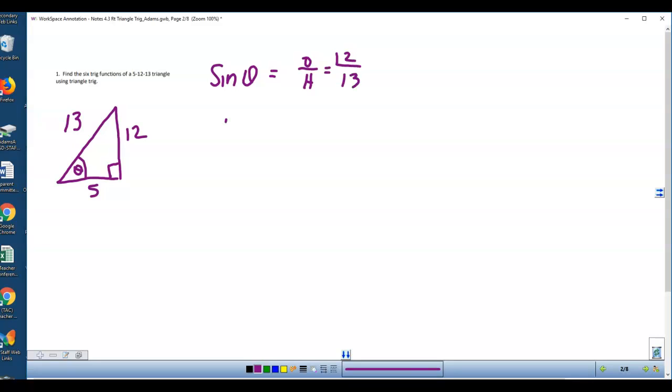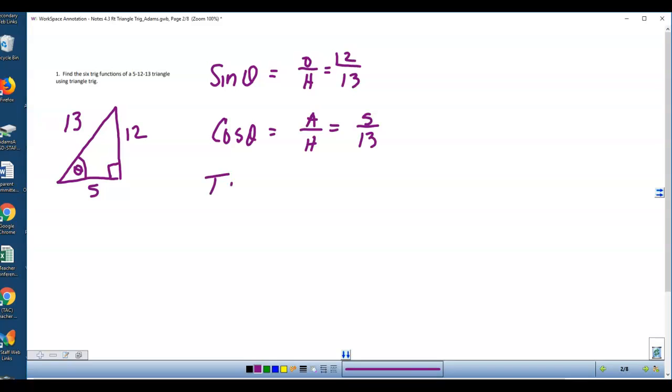Okay, then I do cosine of theta, and we know cosine of theta is adjacent over hypotenuse. So I go to my triangle, adjacent is down here. Remember, adjacent means connected. So that's 5, and then the hypotenuse is still 13. So cosine of theta is 5/13.